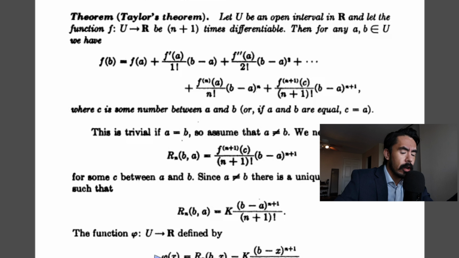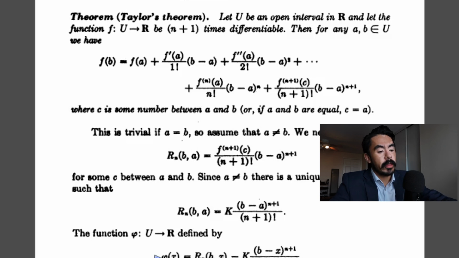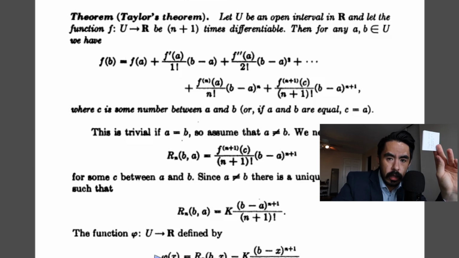So, who's to say, right? But going back to this Intro to Analysis book, here's a version of the definition of Taylor's theorem. Let U be an open interval in R and let the function f mapping from U to R, the real numbers, of course, be n plus 1 times differentiable. Then for any a and b in U, we have f of b equals f of a plus f prime of a over 1 factorial times the quantity b minus a, plus f double prime of a over 2 factorial times the quantity b minus a squared, plus etc. Which is exactly what's on the back of this note card, Taylor series, okay?